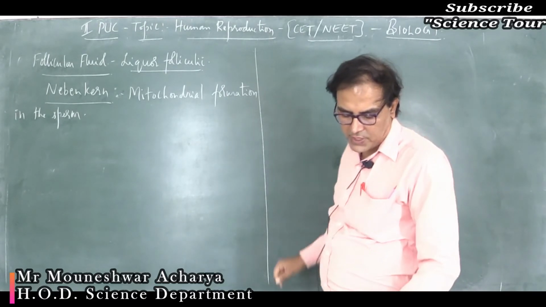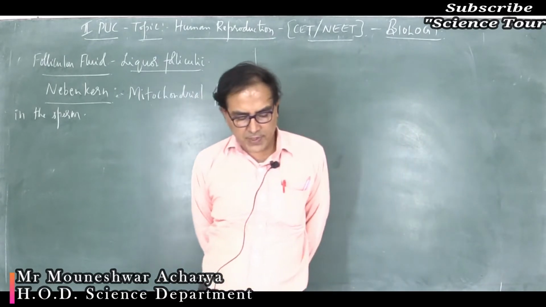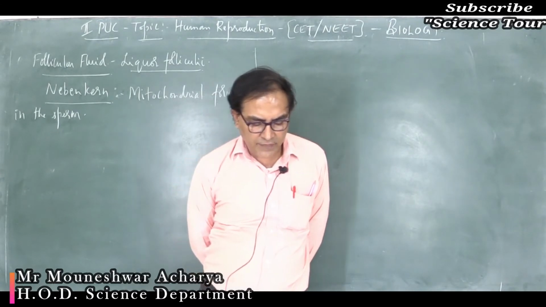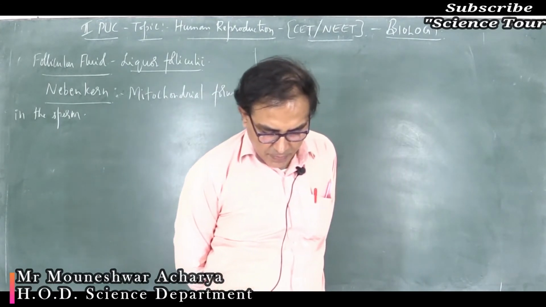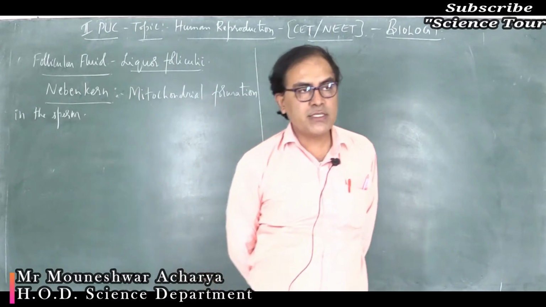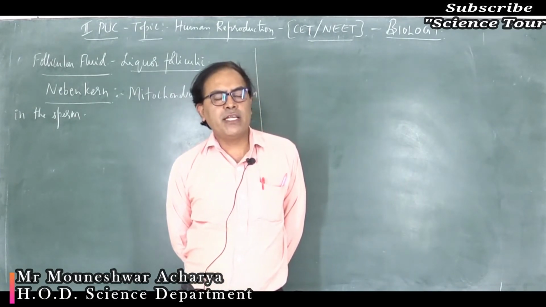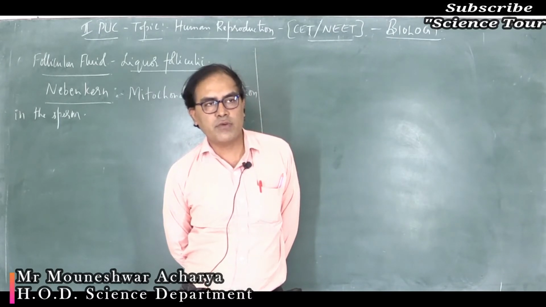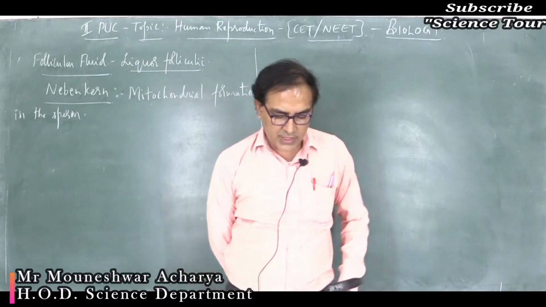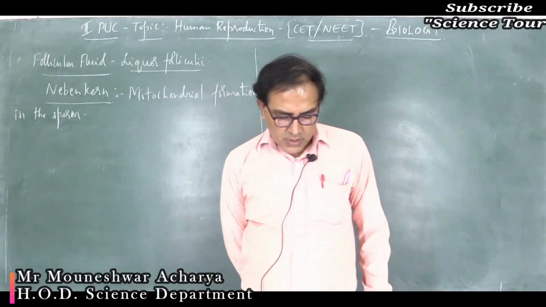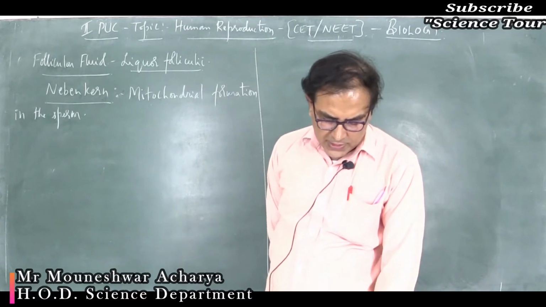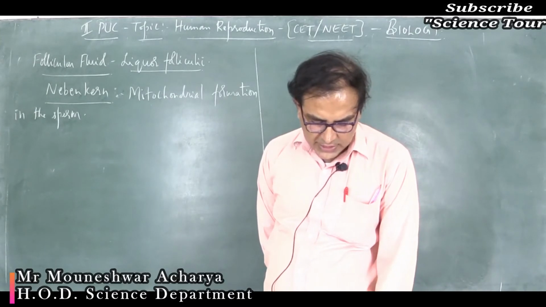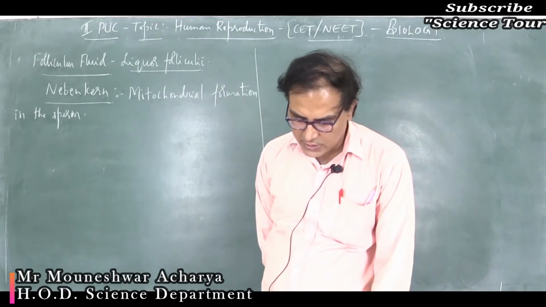Let's move to question number 47. In human females, the number of primary follicles left in each ovary at puberty is... Puberty is the age when sexual maturity takes place in males and females, at the age of 12 to 13 years. In human females, the number of primary follicles left, how many? That is 60,000 to 80,000, option 3.